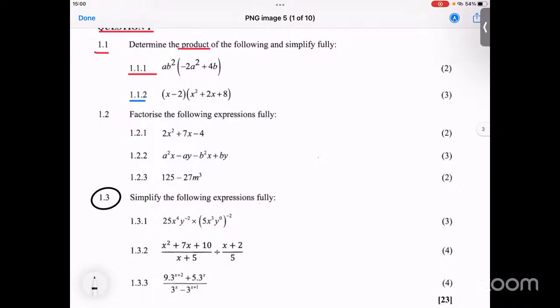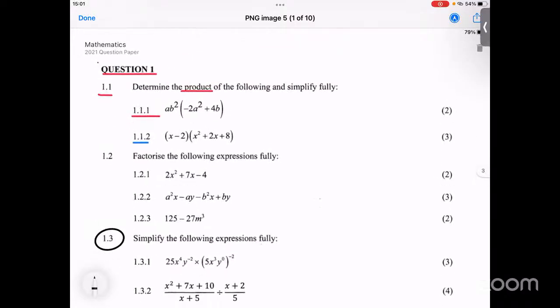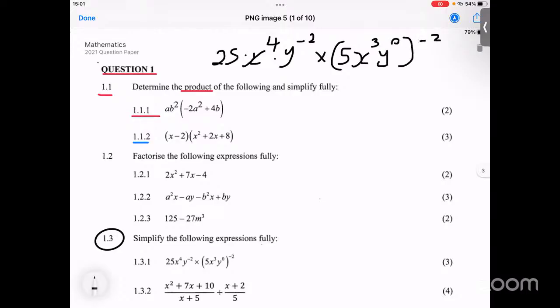What is going on there? This one is definitely interesting. Okay, I'll write it down and say we are having 25 multiplying x to the 4 multiplying y to the negative 2 multiplying, in the brackets, 5x to the 3 y to the 0, all to the minus 2. Okay, best thing that I can do here is just to break down that 25 to 5 squared. Definitely these other ones, I will just write them as they are.